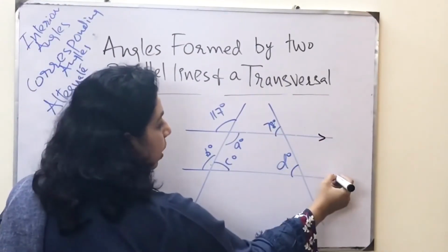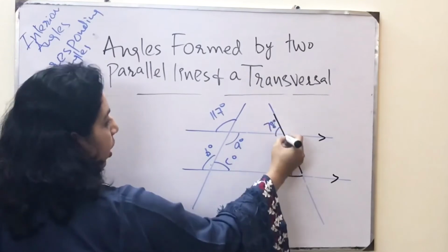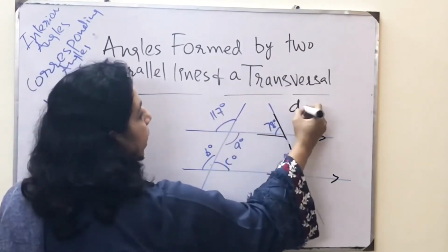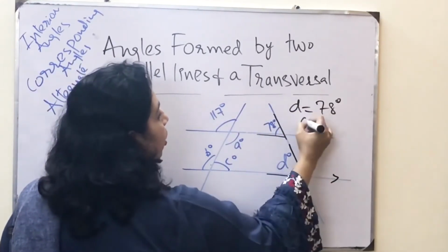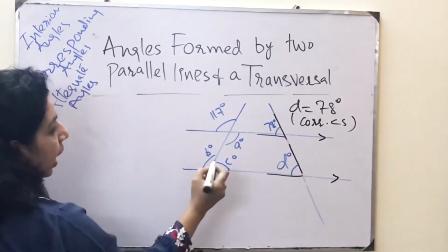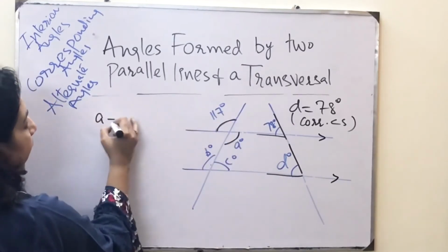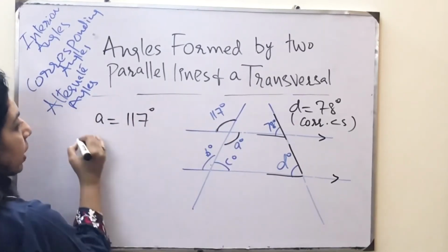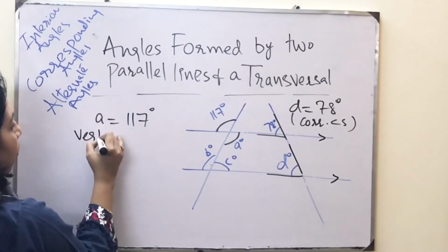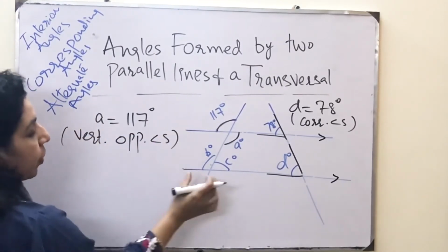Next example, you can see this D is corresponding to 78. We shall write D equals to 78 degree, corresponding angles. On this transversal we have A equals to 117 degree. We will write A equals to 117 degree. This is vertically opposite angles. Now we go for B and C.